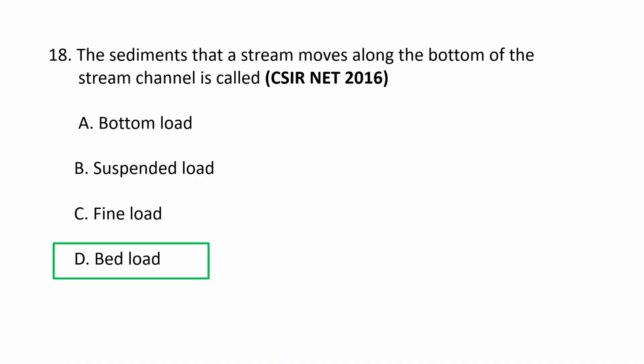Bed load. Bed load refers to the coarse sediment particles such as sand, gravel, and boulders that move along the bottom of a stream channel. These particles are too heavy to remain suspended, and instead they move via rolling, sliding, and saltation or bouncing. So the sediments that a stream moves along the bottom of the stream channel is called bed load. D is the correct option.